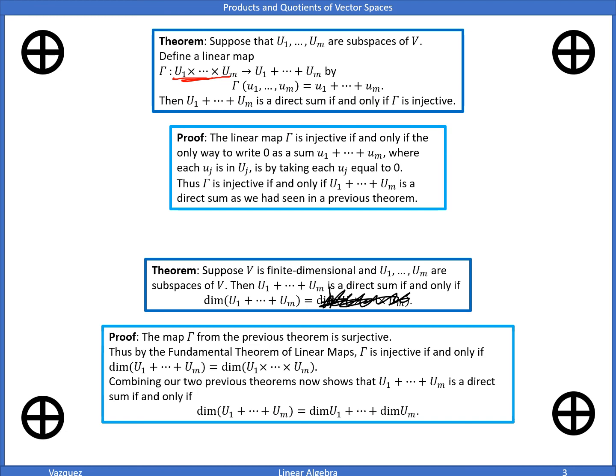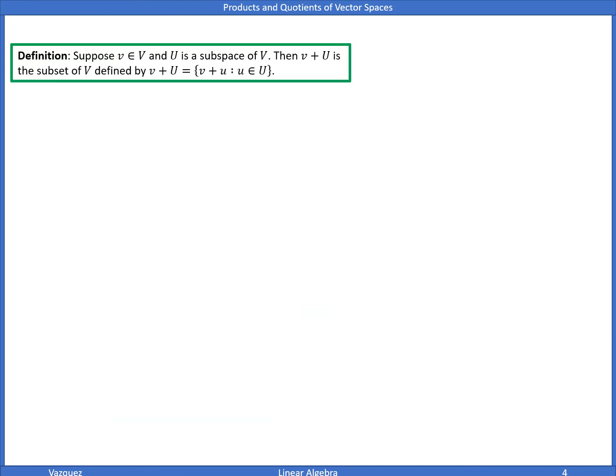So, I hope this was clear, direct sums. So we can move on to quotients of vector spaces. Now, quotients of vector spaces, you might have seen something really similar to them in abstract algebra. You might relate them to something called cosets. But we're going to be looking at quotients.